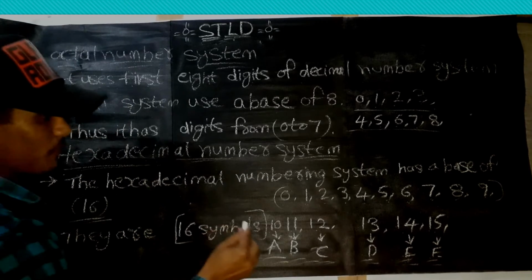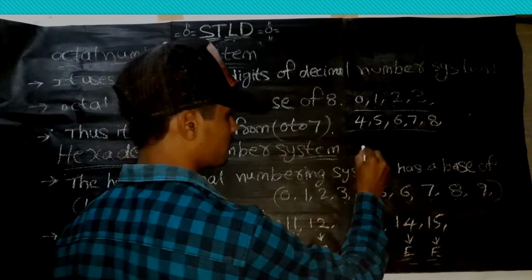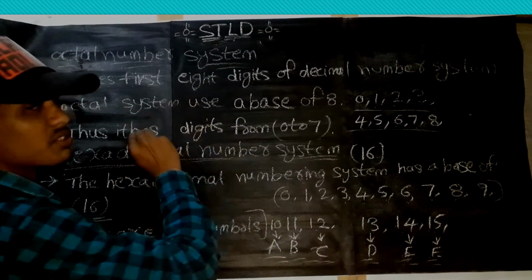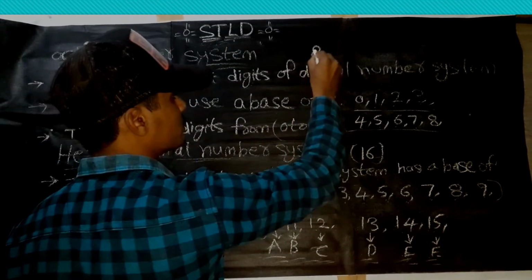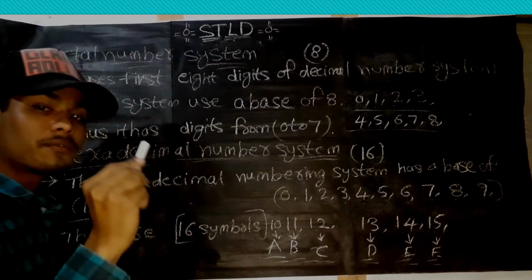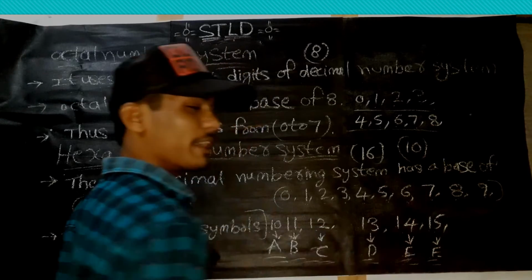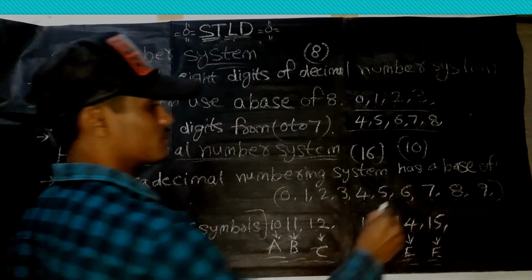The radix of the hexadecimal number system is 16. The radix of the octal number system is 8. The radix of the decimal number system is 10. The radix of the binary number system is 2.